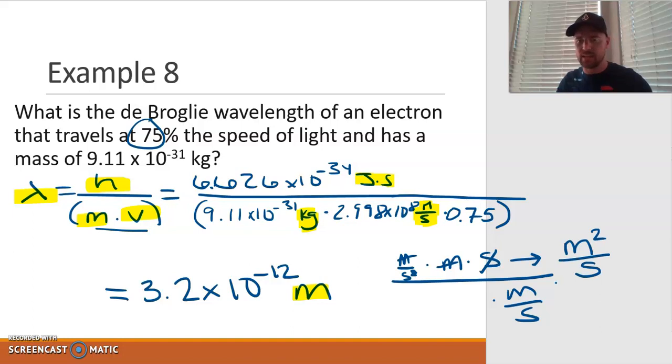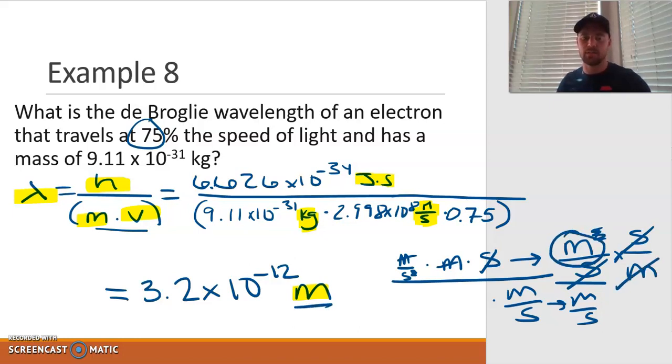And this is going to get divided by meters per second, which was down here, which is the same thing as multiplying by second over meter. The seconds cancel, and that meter will cancel out one of those meters. And that's how you end up getting meters.